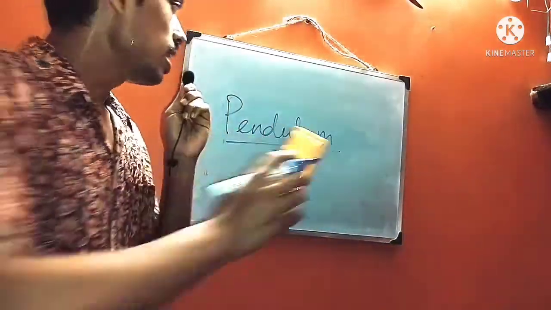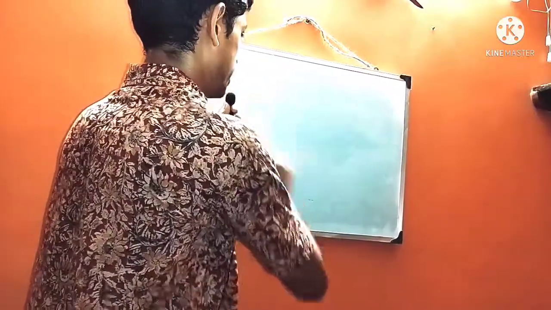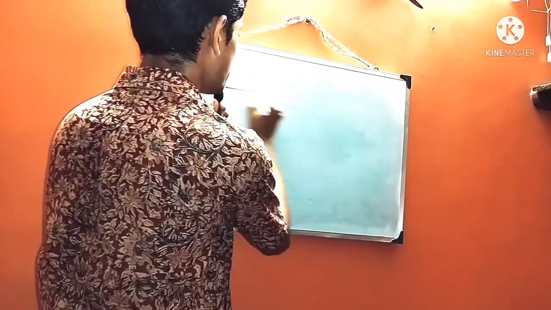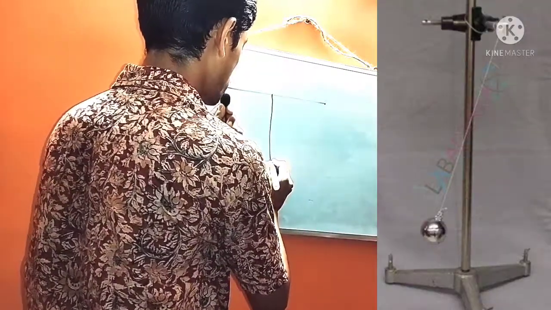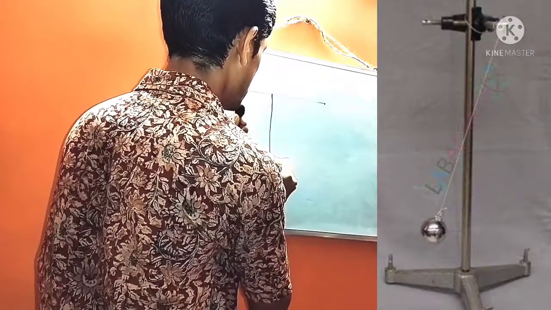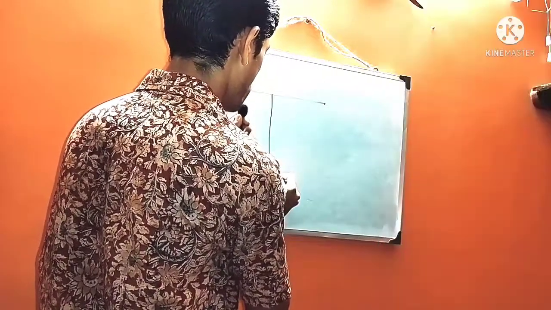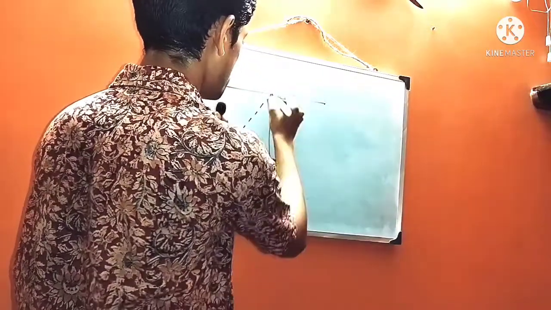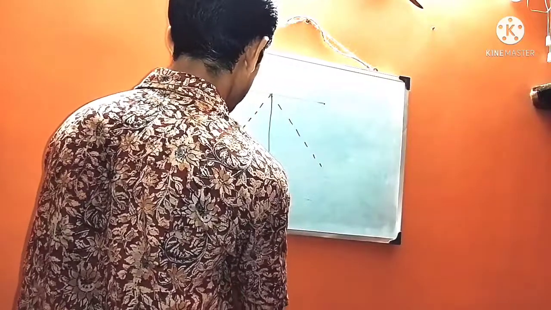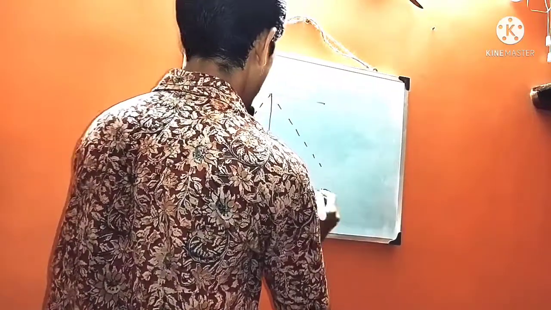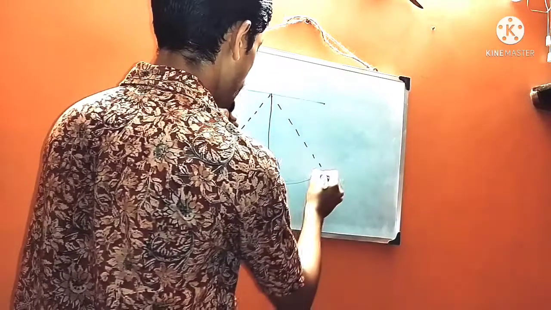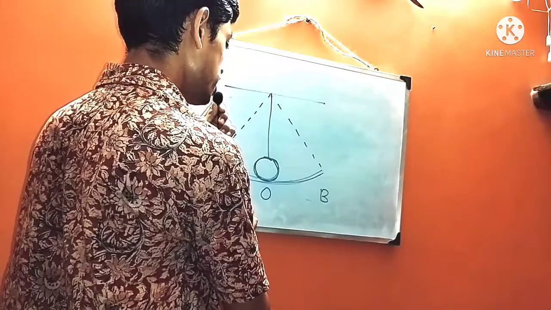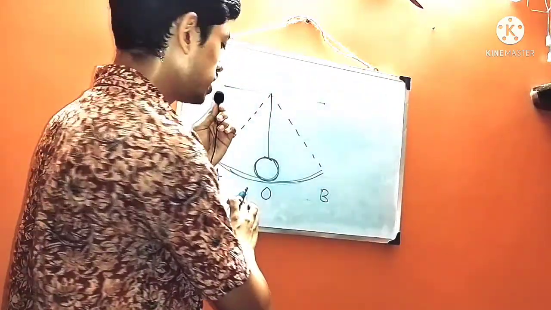Now we would see how a pendulum looks like. A pendulum consists of a string-like structure with a metallic bob. The pendulum moves to and fro from one side to another. This to and fro motion is the periodic or the oscillatory motion.